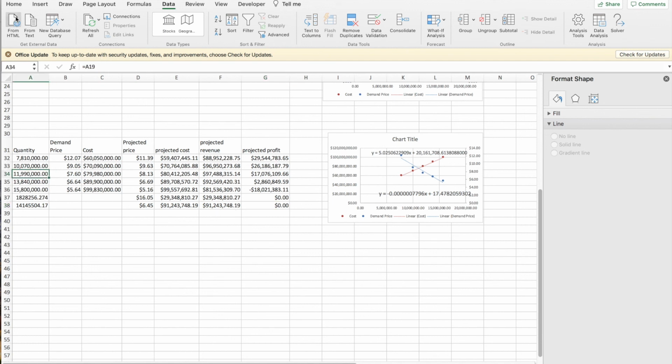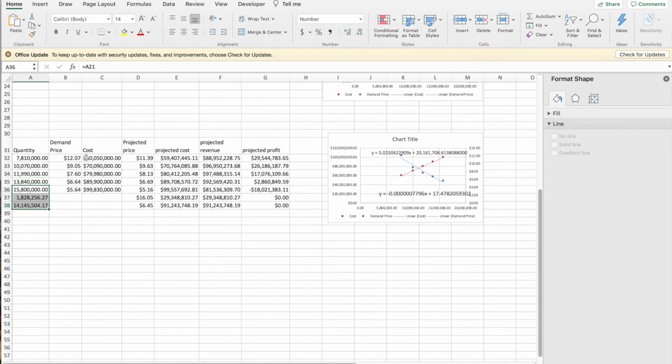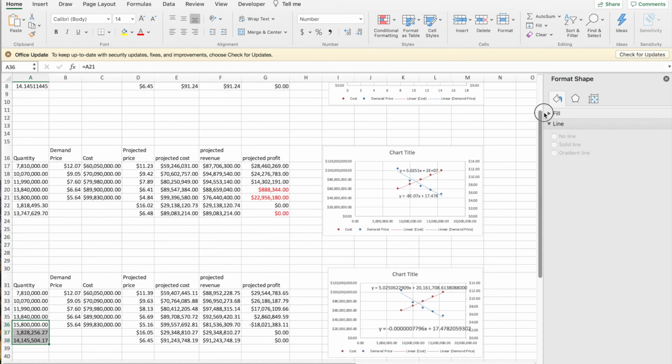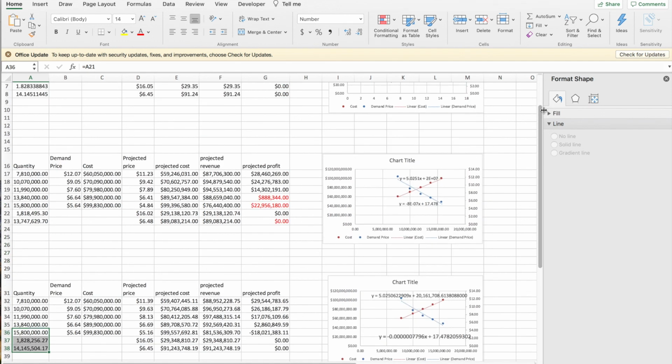I want to again do the same formatting. And so 1.828 and 14.15 million. Those are the same numbers I found for my goal seek before. And so having more digits means I get the right answer whether or not I included the millions or simply said that it's in millions.